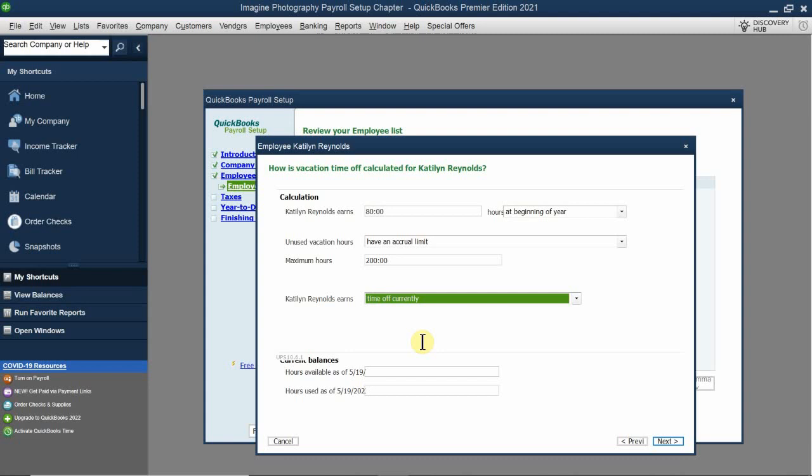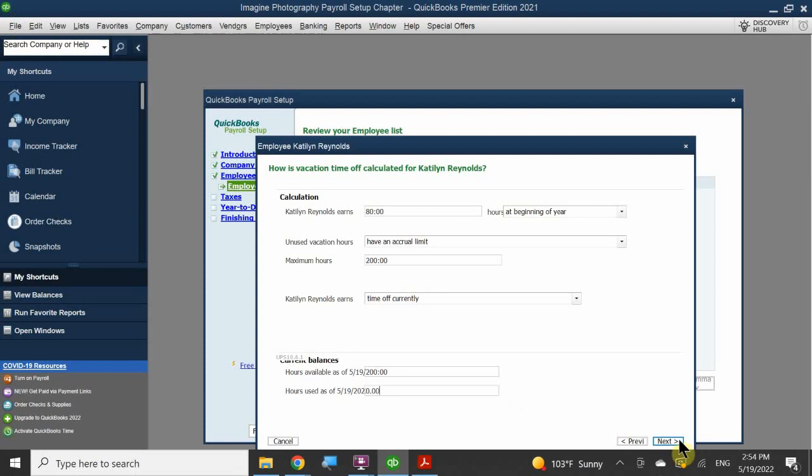And then at the bottom here is the current balance that she has right now. In this case, I'm going to leave this part blank, because you don't need to set this part up. Her balance right now is still 200, since she hasn't used any. How many has she used already? 0. All right, and then we can move on to the next one.